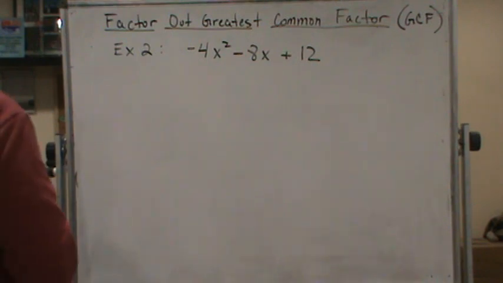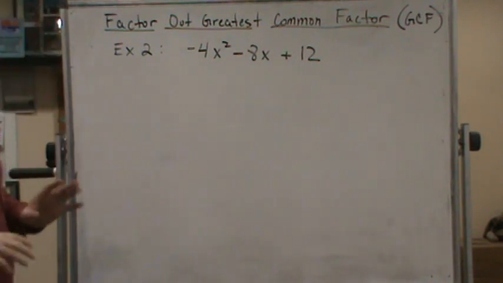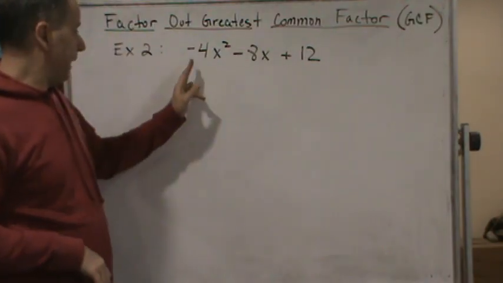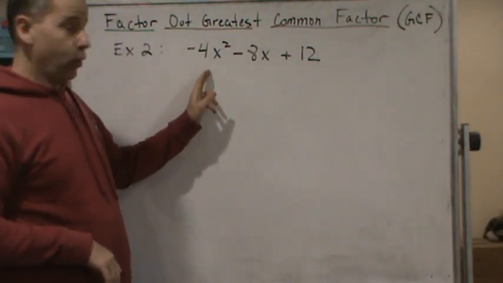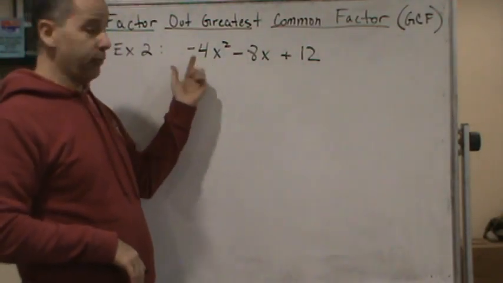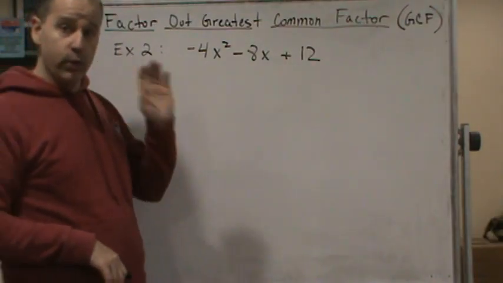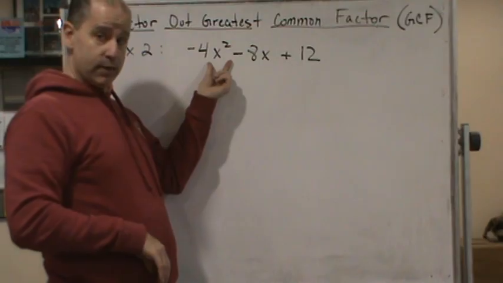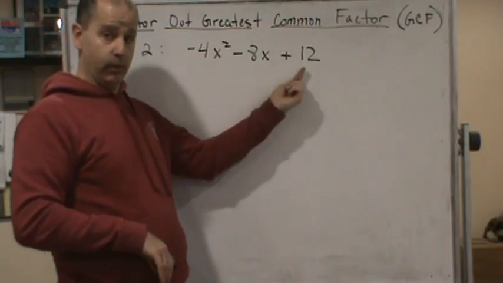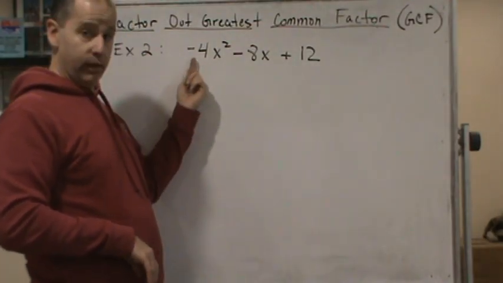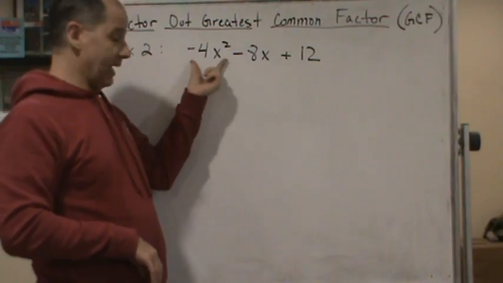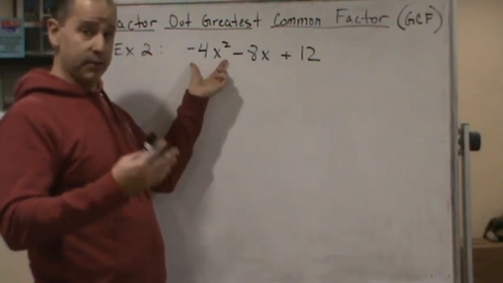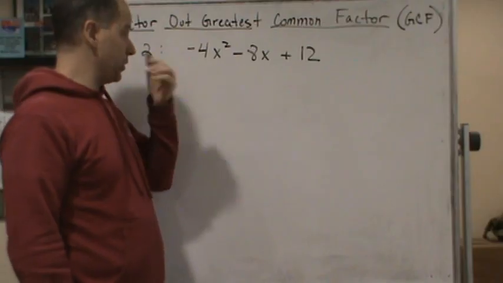All right, here's another example. Now in this example, we have a negative for the leading coefficient. Whenever you write a polynomial, you always want to write it in standard form, where the exponents on the variable are in decreasing order, okay? And the leading coefficient is the one on the variable with the highest exponent.